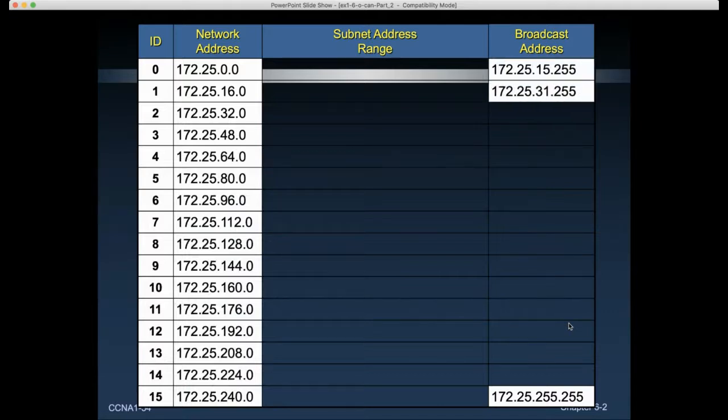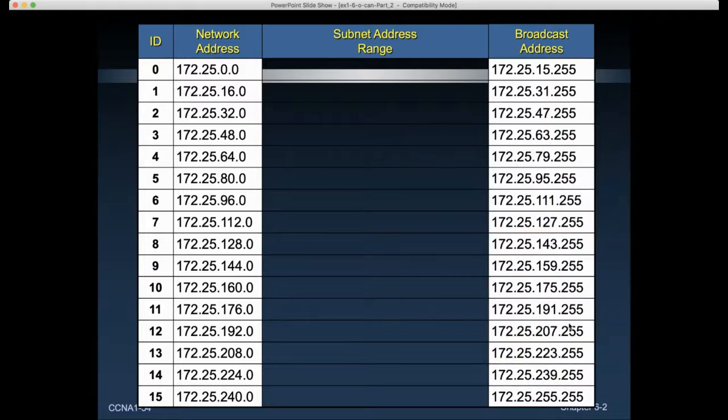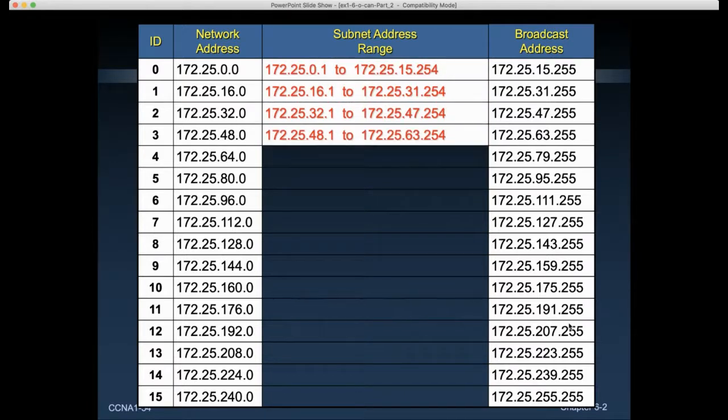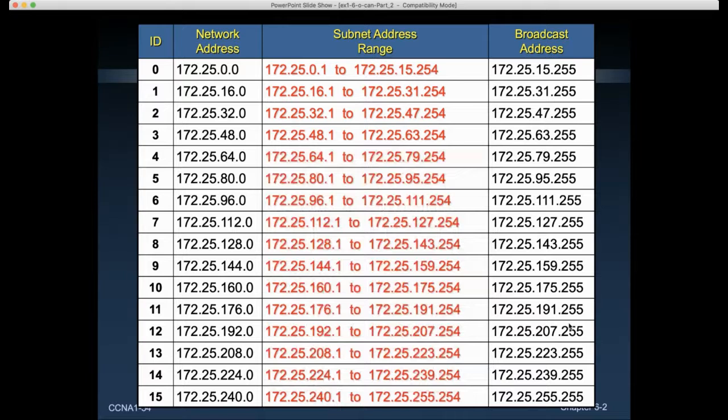Our broadcast addresses are always the number in the next column minus 1. So 64.0 minus 1 is 63.255. And then we simply fill in the ranges of addresses we have available at each branch office, the 4,000 or so addresses we have at each branch office.